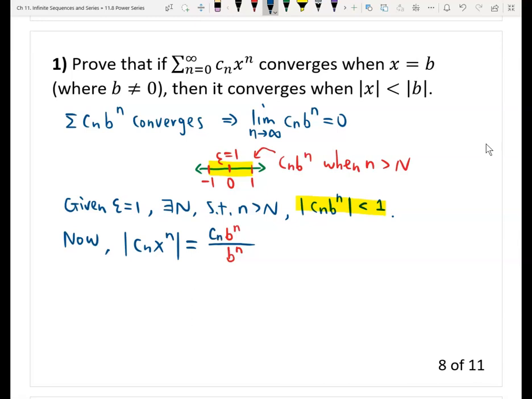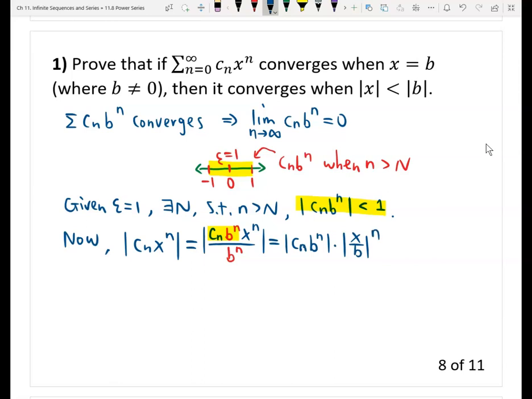So here is Cn x raised to the nth power, absolute value. You know it's the same, right? And if you do this, now see, this term exactly is controlled by 1. So we have a connection. Okay, and so I wrote it this way: Cn b raised to the nth power times x over b raised to the nth power.